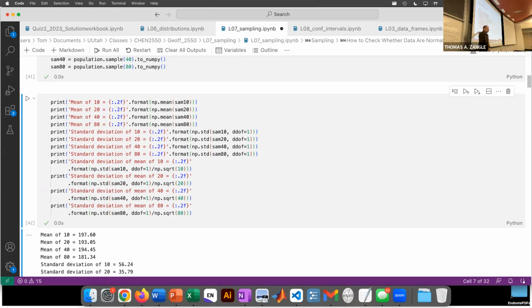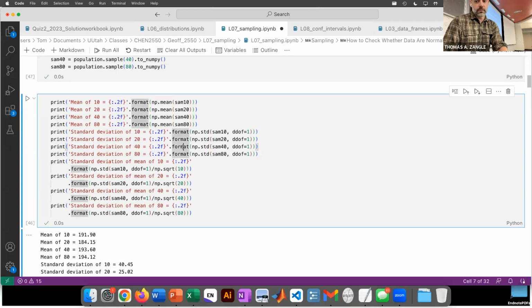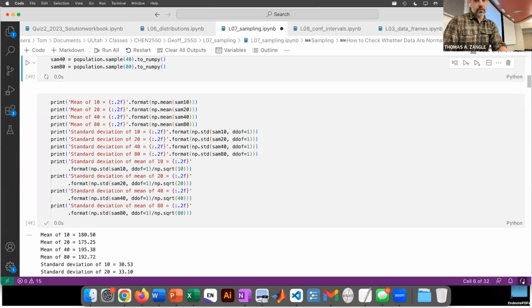Now look at this mean of 10. Right now it's 197. It's coming from the same population. Let's run it. Now it's 183, 191, 180. So it's a bit lower than what we saw previously. 196, quite a bit higher than what we had. 175, we just got a mean of 175. And note this mean of 80 was staying much more consistent.